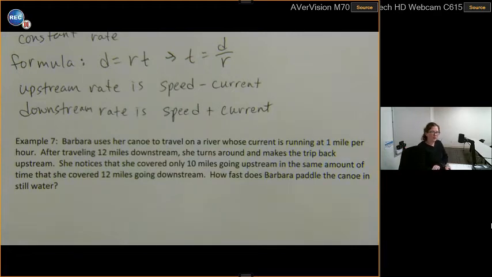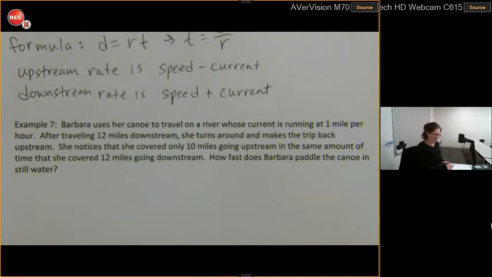So it says Barbara uses her canoe to travel on a river whose current is running at 1 mile per hour. After traveling 12 miles downstream, she turns around and makes the trip back upstream. She notices that she only covered 10 miles going upstream in the same amount of time that she covered 12 miles going downstream. So how fast would Barbara be paddling her canoe if the water was still?